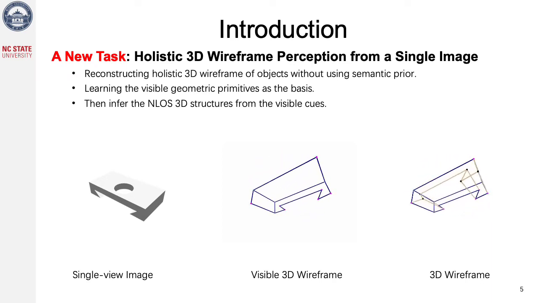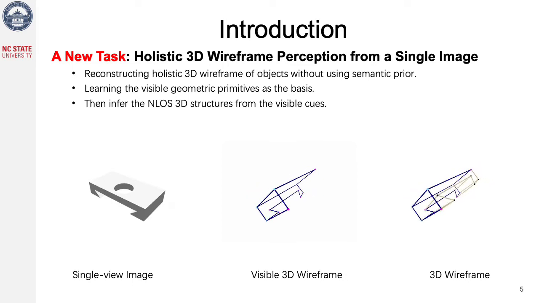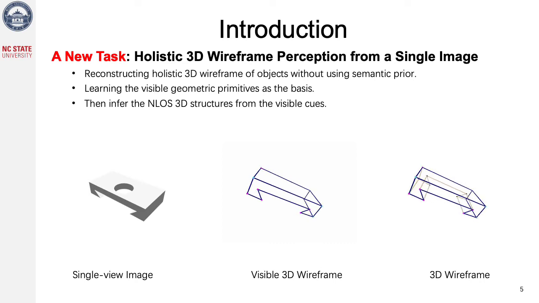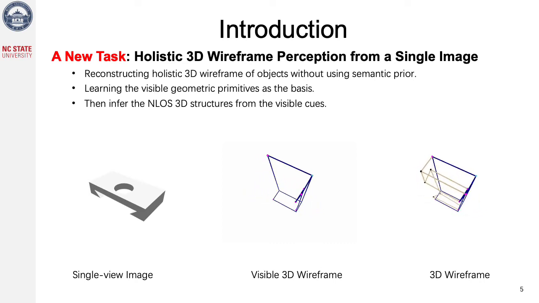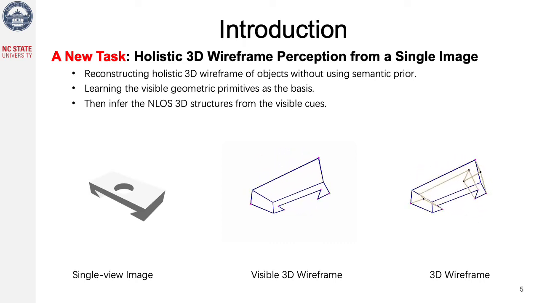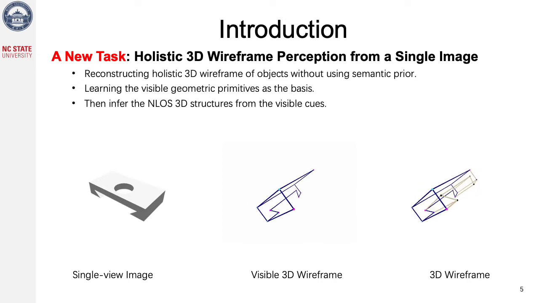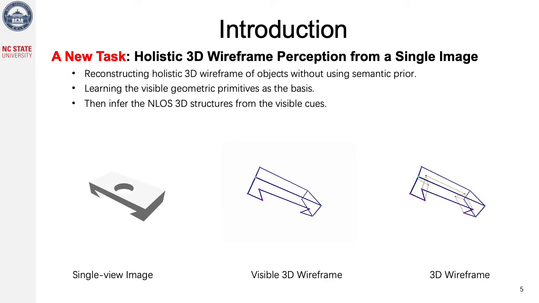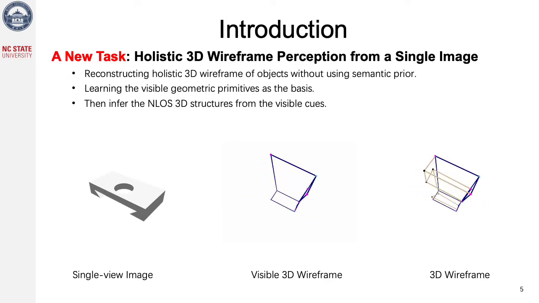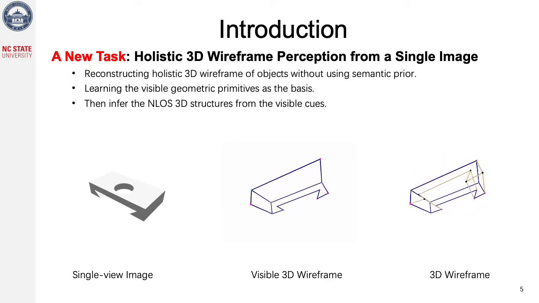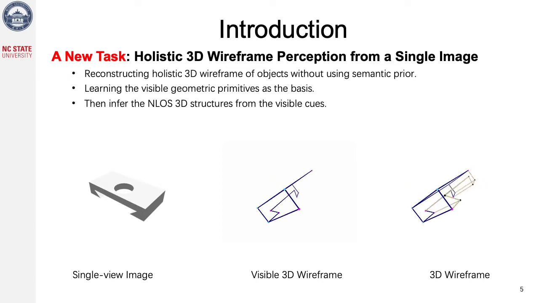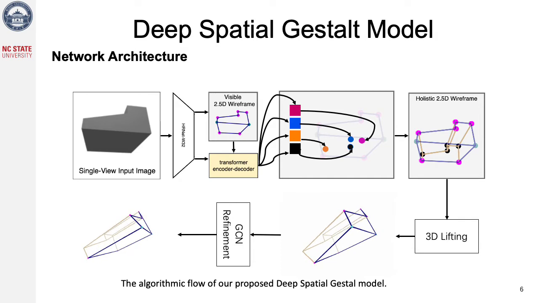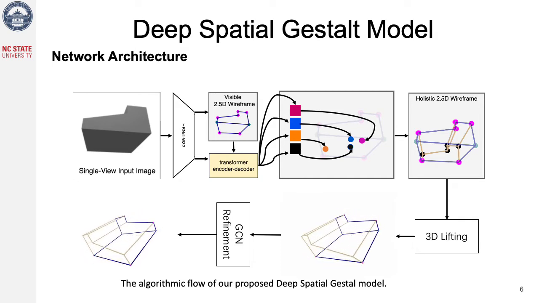Humans have the strong power to infer the invisible parts from the visible cues via geometric reasoning without prior knowledge about the object. We term that hierarchical perception process as the Gestalt principles of human vision systems. Thus we aim to find a method that mimics the Gestalt principles, first detecting the visible wireframe as a basis, then inferring the invisible 3D structures from the visible cues, and finally achieving the goal of HoW-3D. We propose the Deep Spatial Gestalt model for the task of HoW-3D.